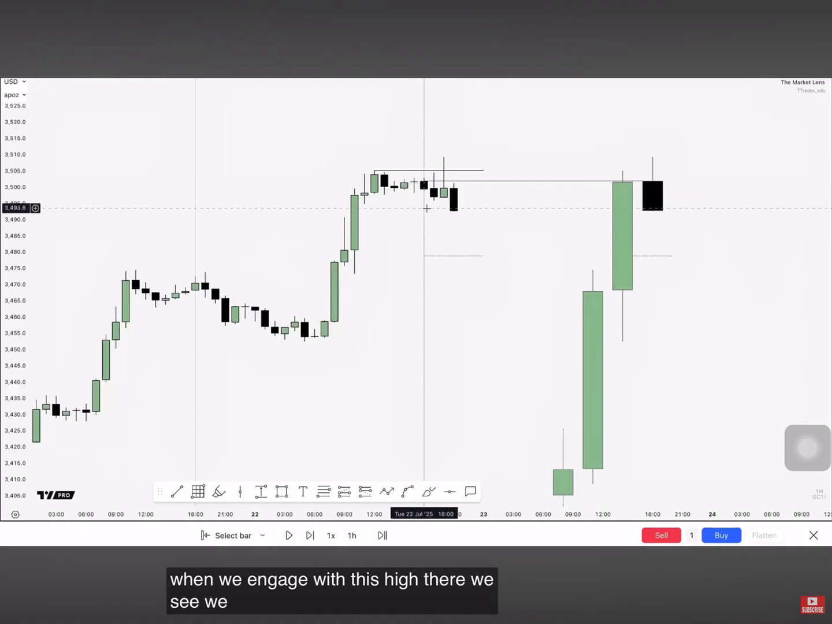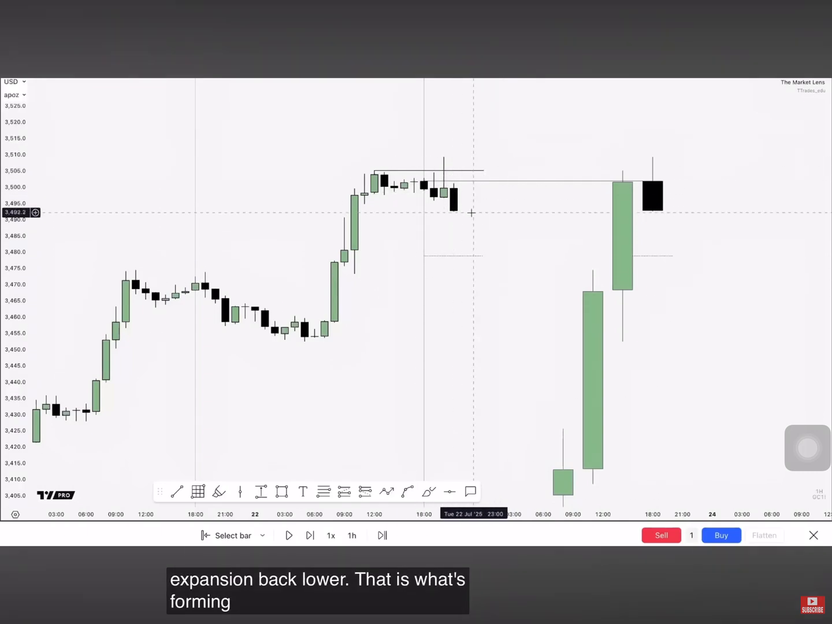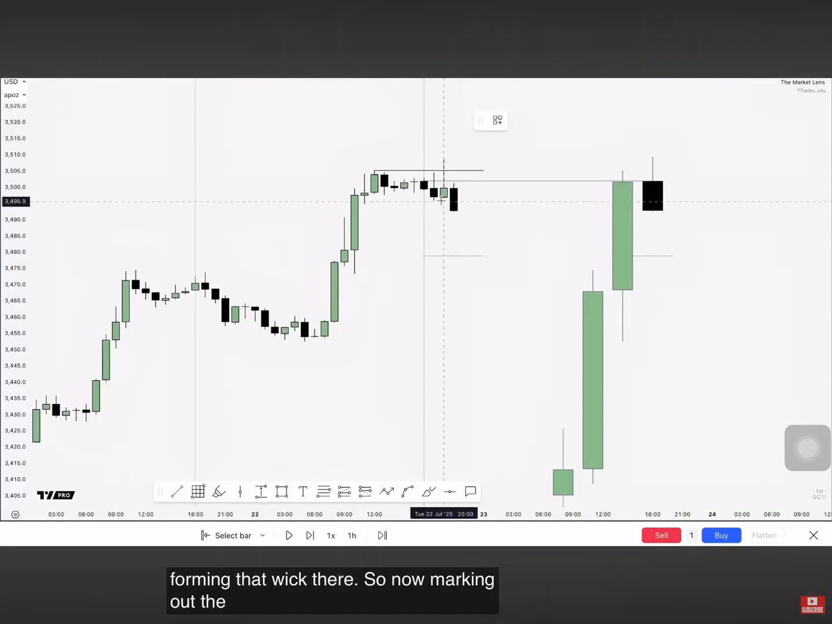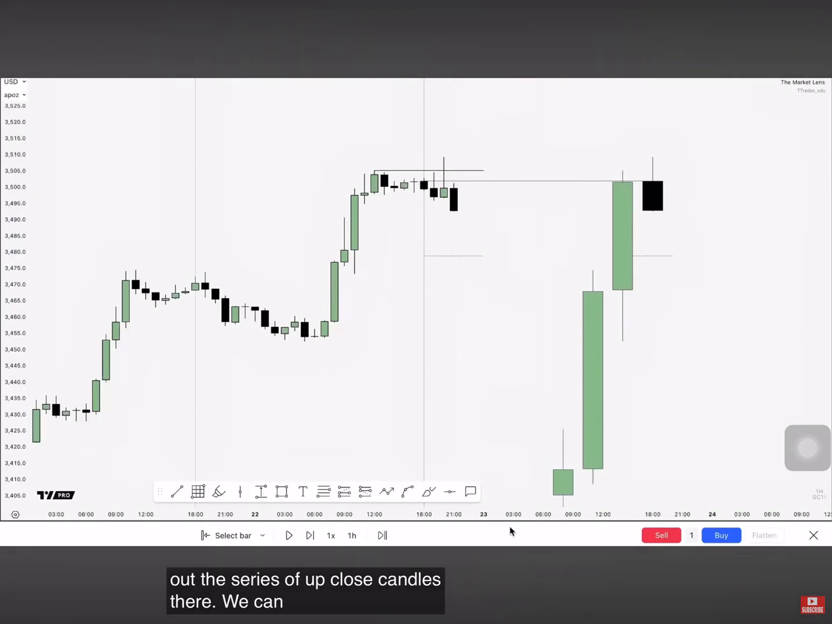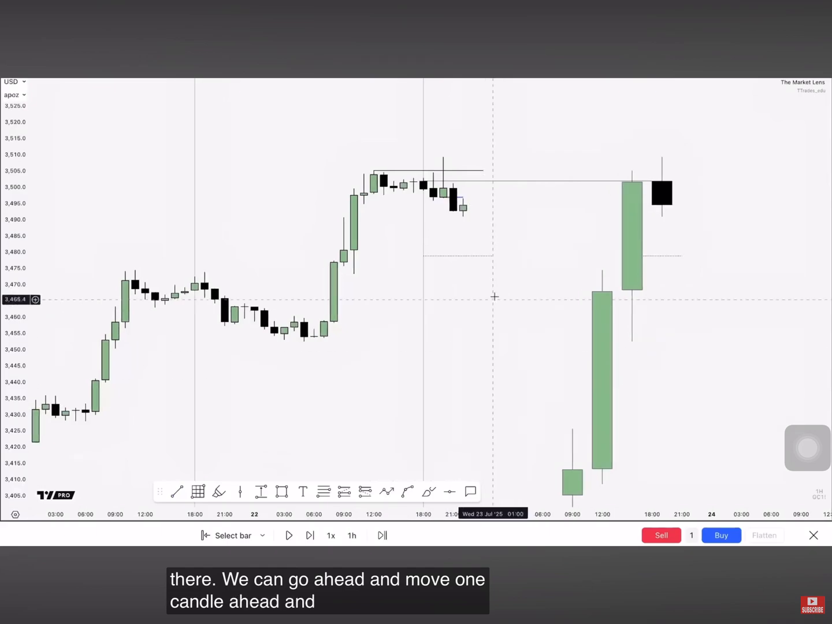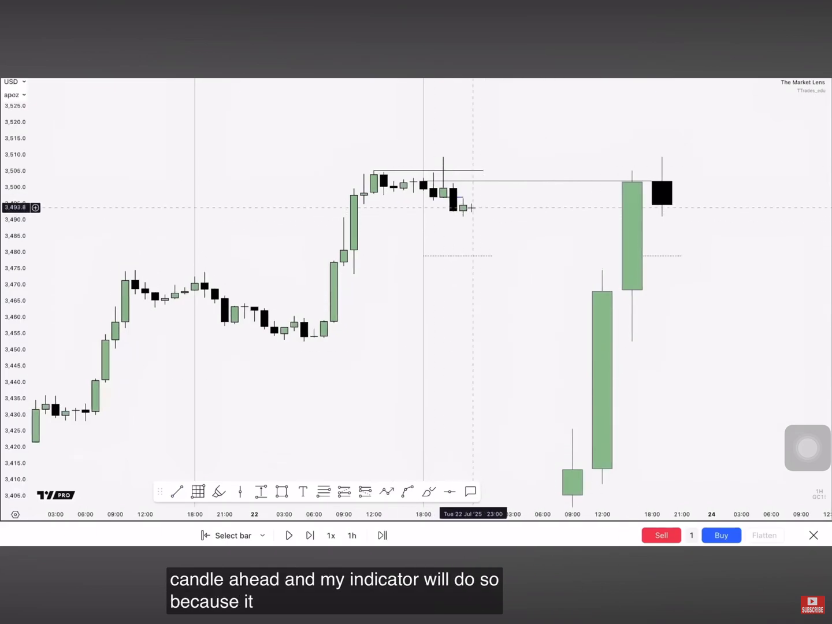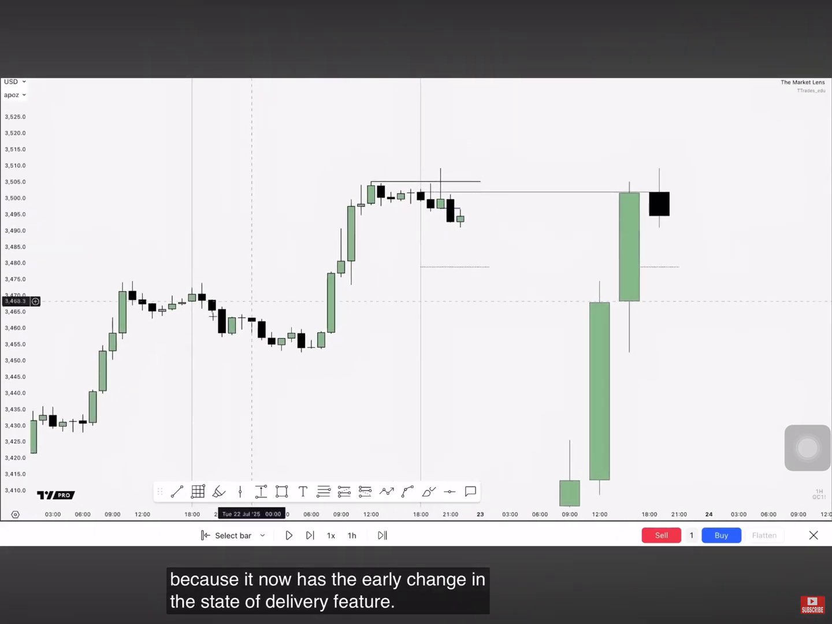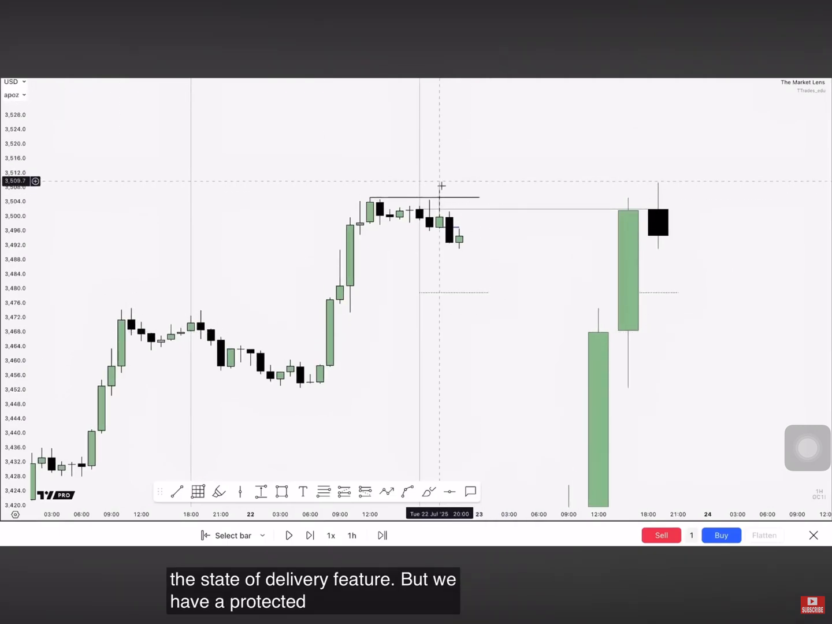There we see. We have expansion into the high and expansion back lower. That is what's forming that wick there. Now marking out the series of up close candles there, we can go ahead and move one candle ahead, and my indicator will do so because it now has the early change in the state of delivery feature. But we have a protected high here now.